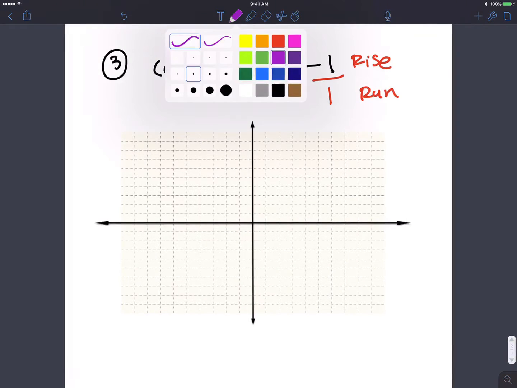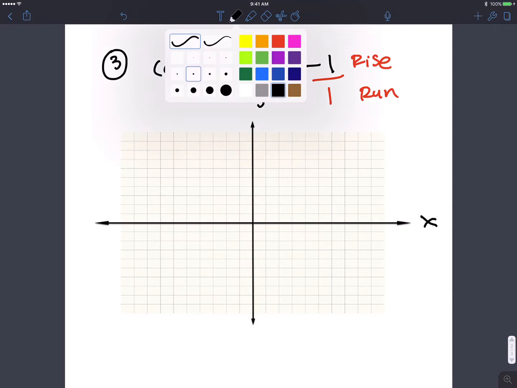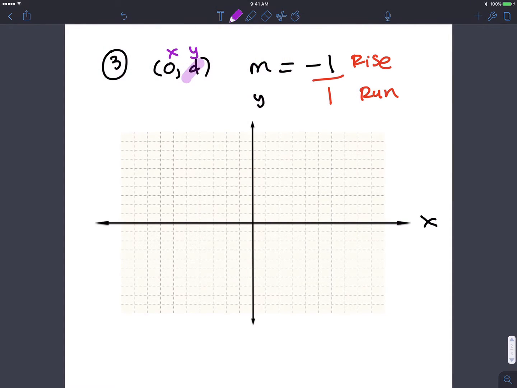0, 4. Remember, we have an x-axis, a y-axis. 4 will be up 4 units. 1, 2, 3, and 4. This is the location of my y-intercept value at +4. We're now going to rise -1 unit. Now, rising -1 isn't rising at all, it's actually going down. Because again, the y direction is up and down, it's vertical. Positive is going up, negative is going down.